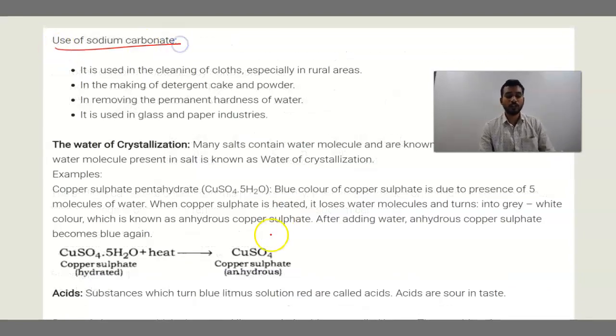Uses of sodium carbonate. It is used in cleaning of clothes, especially in rural areas. It is also used in making of detergent, cake and powder, removing permanent hardness of water, and in glass and paper industries. Children, this question is very important, should not forget this.